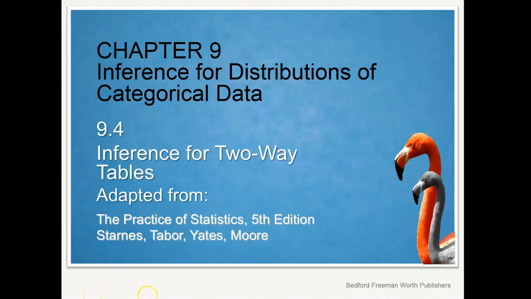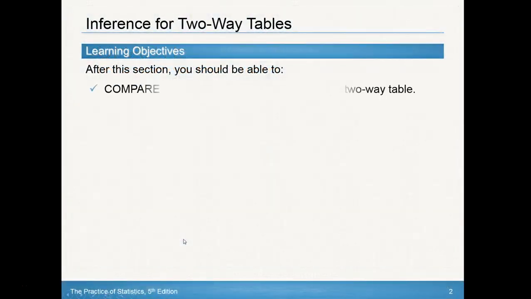Welcome to your last section in Chapter 9. In this section, we are going to continue to look at inference for distributions of categorical data. We're going to be comparing conditional distributions in a two-way table.